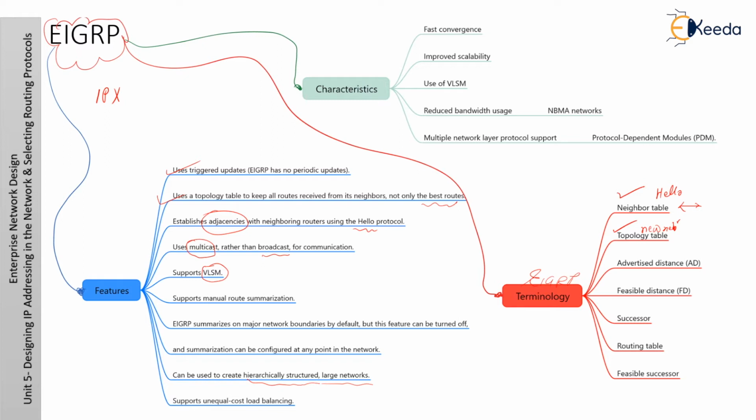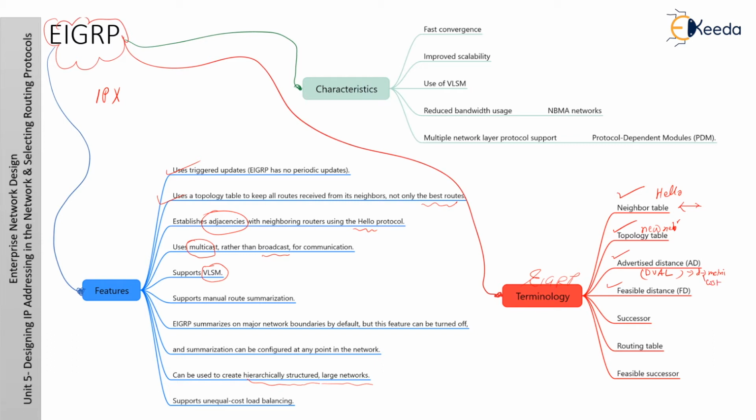Then come to advertised distance or AD and feasible distance or FD. Okay. So EIGRP uses the diffusing update algorithm. Which algorithm? Diffusing update algorithm, DUAL. Fine. DUAL uses distance information known as metric or cost. Fine.